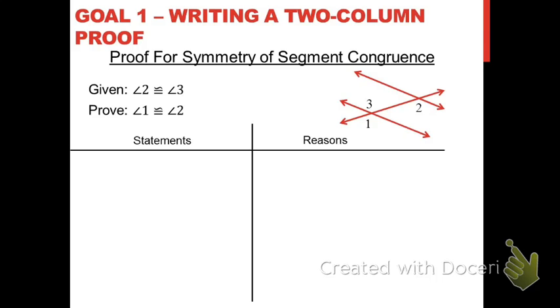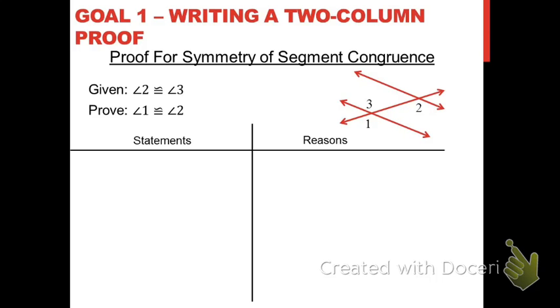All right, you should have had time to copy everything down by now. Let's go ahead and talk a little bit of strategy here. What we're trying to show here is that if angle 2 is congruent to angle 3, if this angle and this angle are congruent, then angle 1 has to be congruent to angle 2 as well. And we'll talk about why that has to be true here.